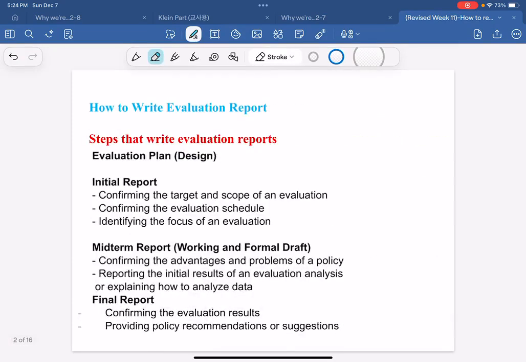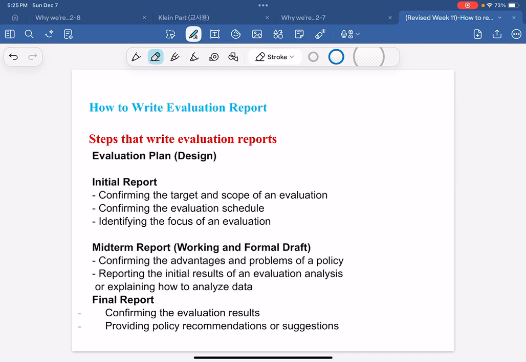Okay, this is the content about how to write the evaluation result, and you need to write the report, and there are some content that you should include in your evaluation report, right? And so before you write the evaluation report, there are some kind of processes in the middle of your evaluation.